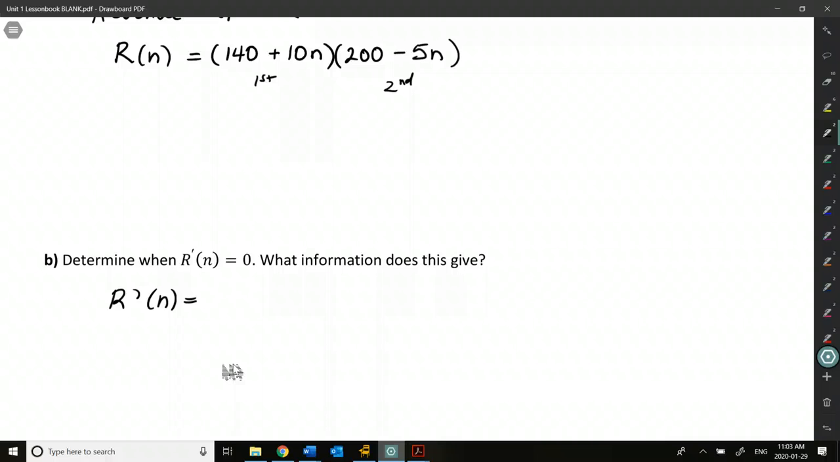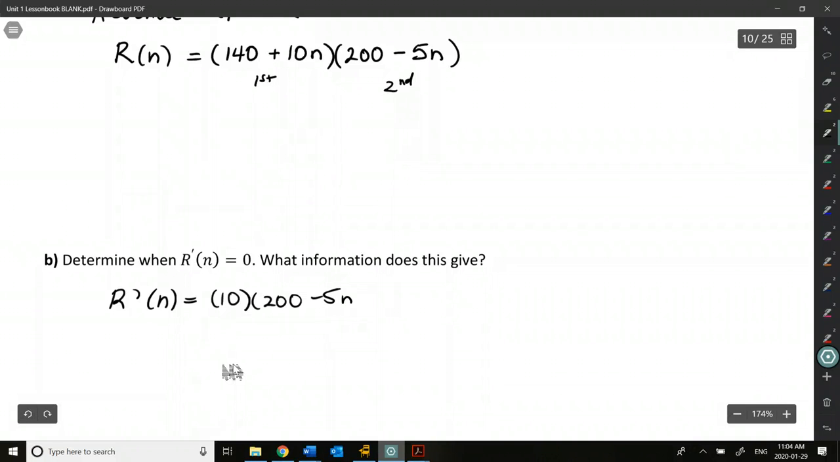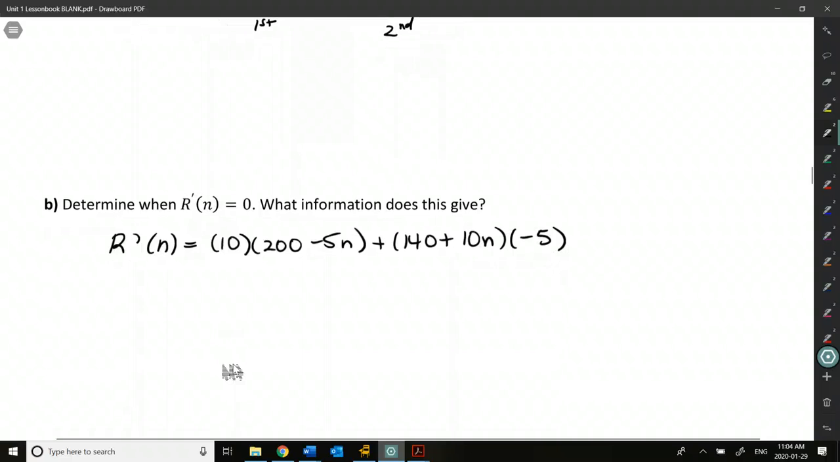Someone want to do the derivative for the revenue function here? Nicole? So, derivative of the first: 10. Yep. Derivative of the first times the second, so times 200 minus 5n. Plus, Kaylin, can you finish? 140 plus 10n, times the derivative of the second, minus 5. Perfect. Plus the first times derivative of the second.